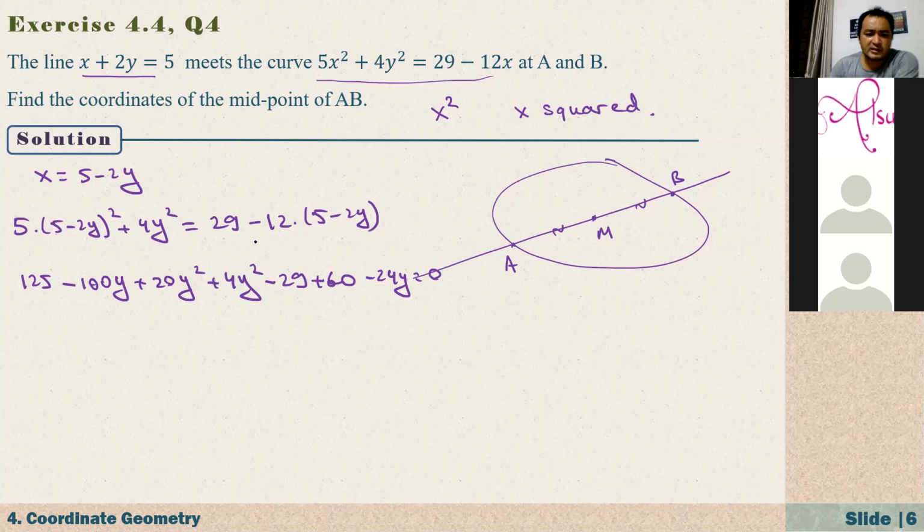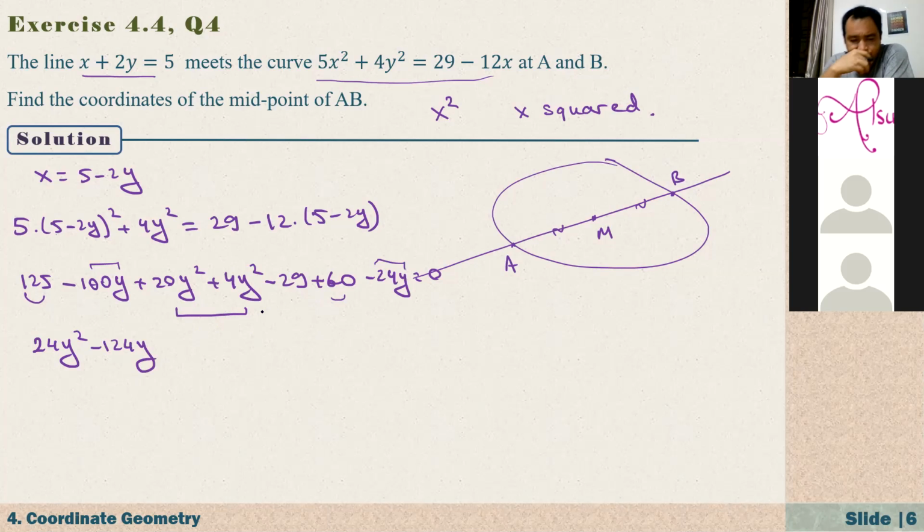Now let's just write this in standard form. First, simplify. 20y squared plus 4y squared, that is 24y squared, right? And minus 100y minus 24y, that is minus 124y. Here we have 125 plus 60, 185, minus 29.